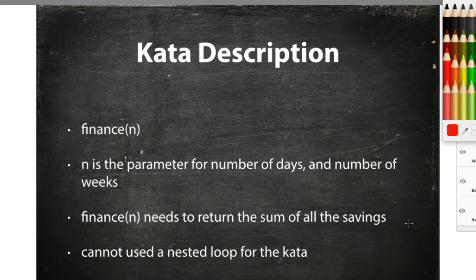In the kata, they tell us that we can't use a nested loop. So you can't have a for loop inside a for loop or a while loop inside a for loop. Whatever kind of loop, it cannot be nested. And so that's where we have to come up with another creative way without using a nested loop. If you've never added consecutive numbers without using a loop, then you're going to learn something new today.